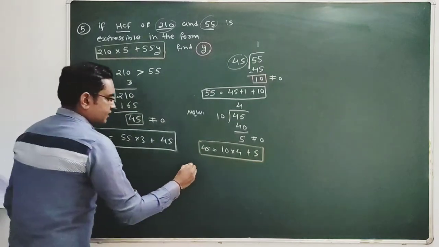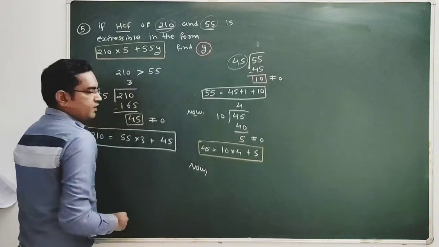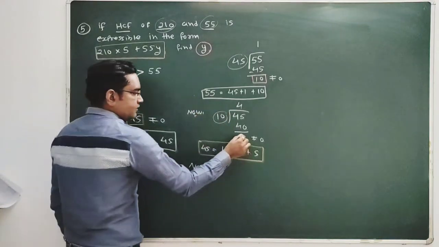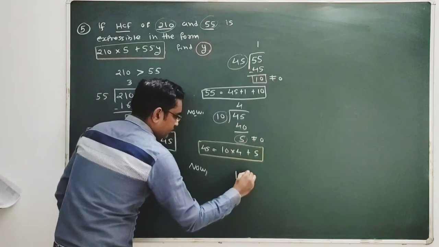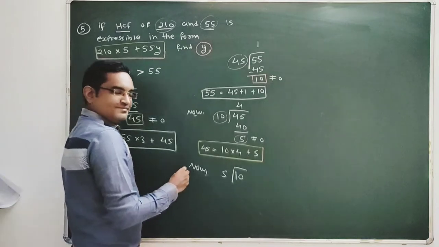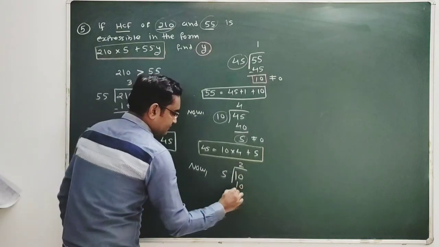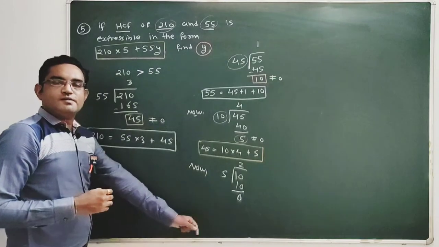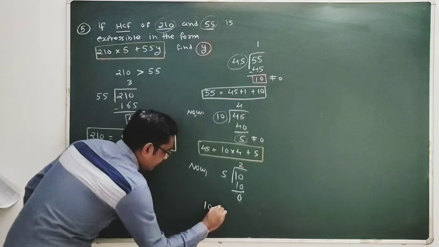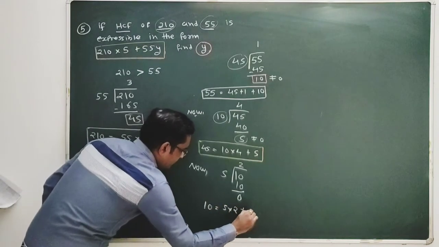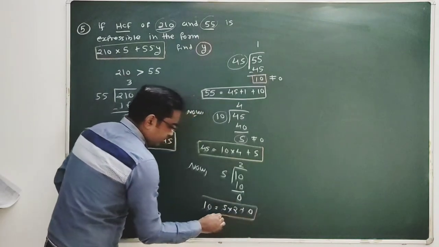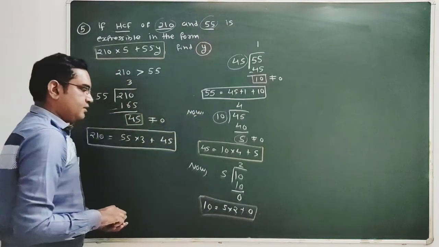Further we have to apply Euclid's division algorithm, and for that we have to consider this 10 as a dividend, 5 as a divisor. So divide 10 by 5, so 5 twos are 10. Now students, we are getting the remainder as 0, the remainder 0 has come. So we can write 10 as 5 into 2 plus 0. So when we get the remainder 0, we will get our HCF.